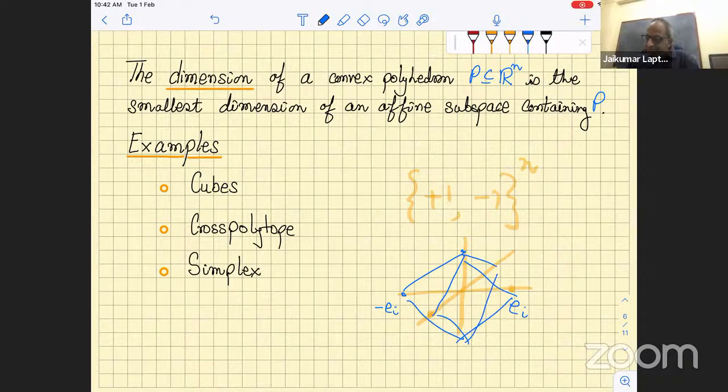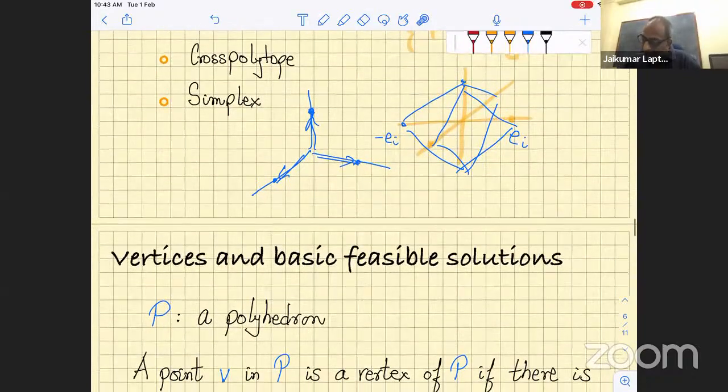And then the standard simplex: instead of taking e_i and minus e_i both, you just take e_i, e_1, e_2, e_3, the 3 standard basis vectors, and you take the convex combination of them, and what you get is a simplex. So again, this has been defined by taking convex combinations of a set of vertices. Okay. Good. So these are examples to keep in mind, just terminology, nothing has happened.